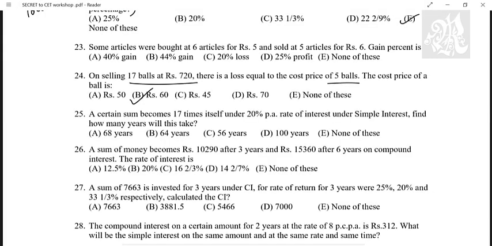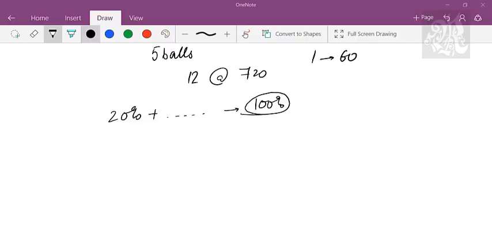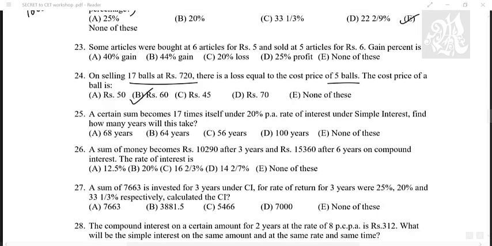Okay, now it becomes 17 times itself. So in 5 years it will become 2 times. In 10 years it will become 3 times. Okay, so basically in 5 years it grows by 1-fold. Okay, when I say 17 times, I need it to grow 16 folds, which means it will take 80 years. And that's about it. 80 years is the answer. None of these again.